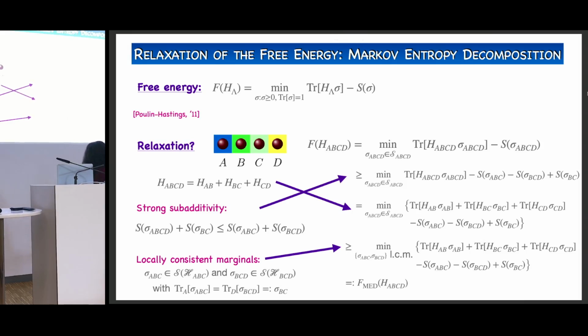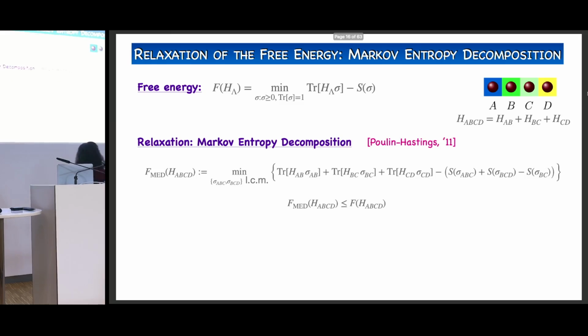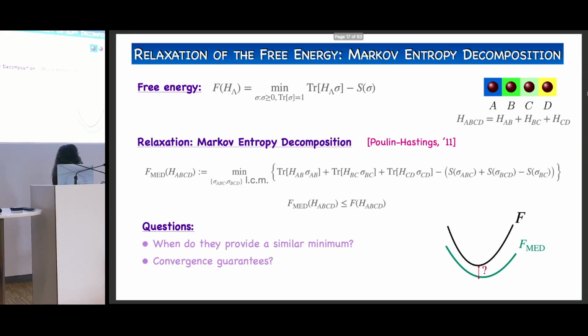So this is what we call the MED, the Markov entropy decomposition. And this is something that was introduced by Poulin and Hastings in 2011. And essentially, what I have just shown you in the previous slide is that the MED is always a lower bound for the free energy, because we started with the free energy and we provided a relaxation, right? So now the question is, I have some convex problem whose minimum is going to be the free energy, and I have another convex problem whose minimum is going to be the MED, and I know that one lower bounds the other. But do we know how different this is?